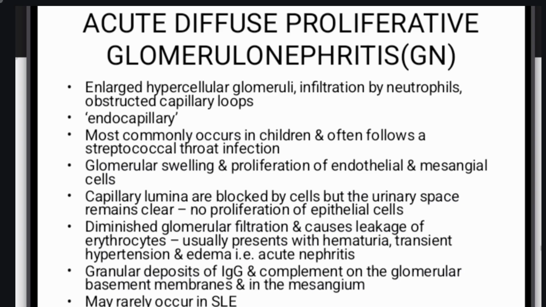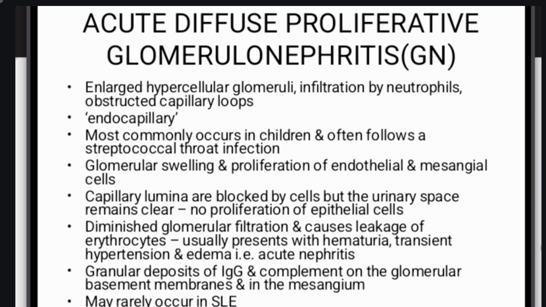Acute diffuse proliferative glomerulonephritis most commonly occurs in children and often follows a streptococcal throat infection. So it tends to follow an infection of the throat by a bacteria we call streptococcus. That's why it's very important, especially for children with a sore throat, that we treat it well, because it can end up causing problems with the kidney and causing glomerulonephritis.